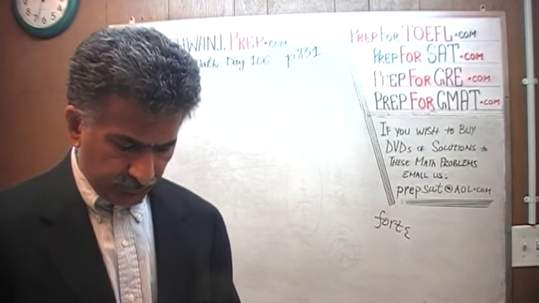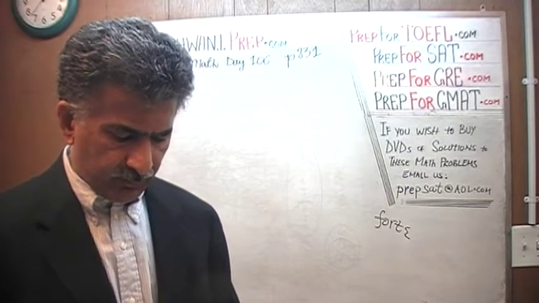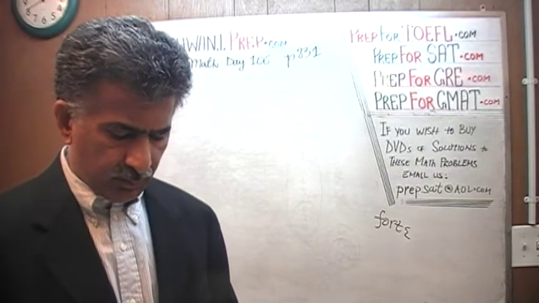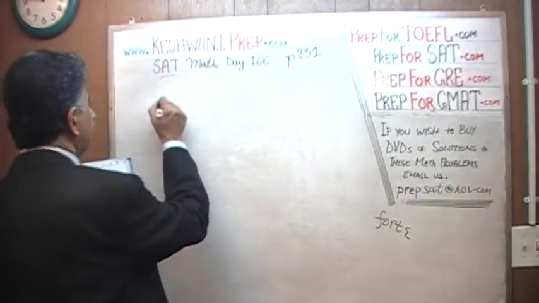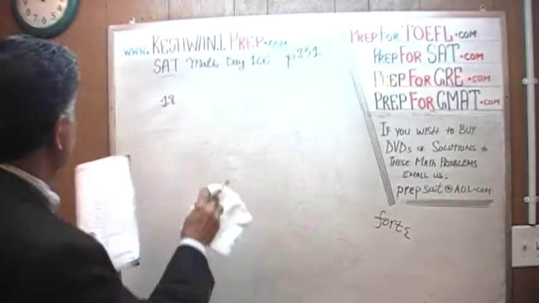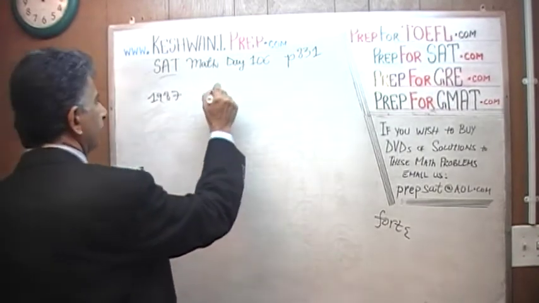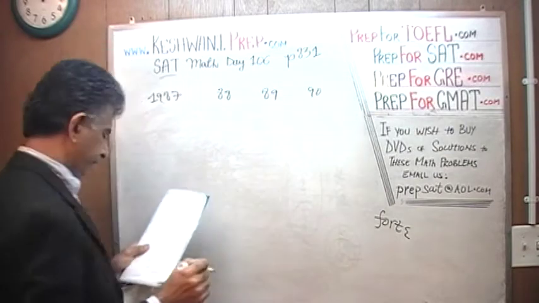So what are we looking for here? According to the graph above, which of the following is the closest to the decrease per year in the number of homes sold from 1987 to 1990? All right. So here's 1987. 1987, 1988, 89, and 90.